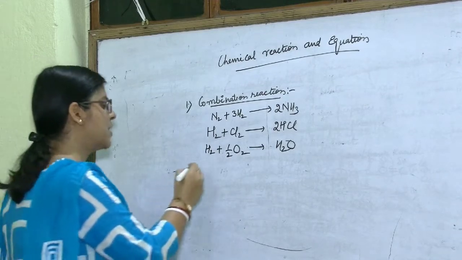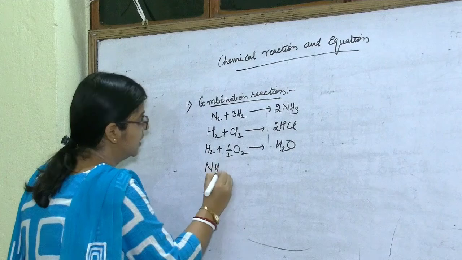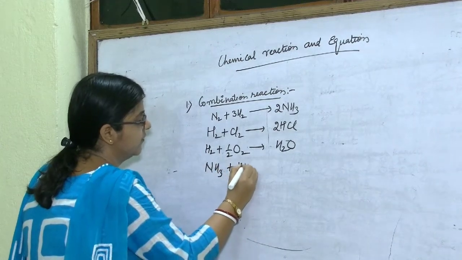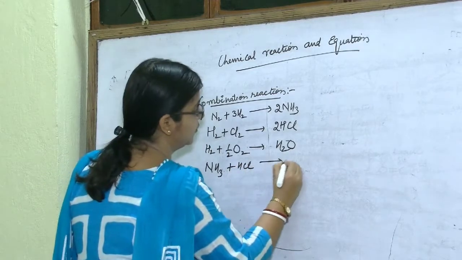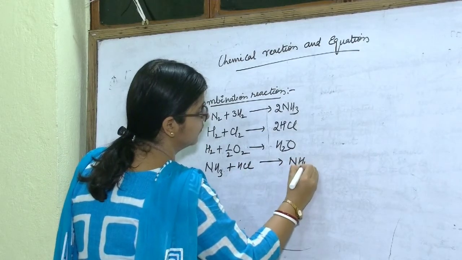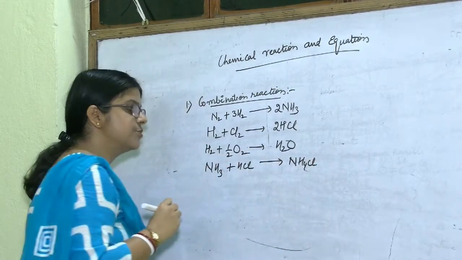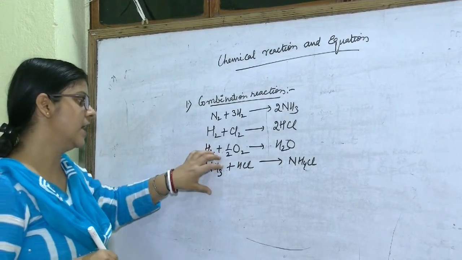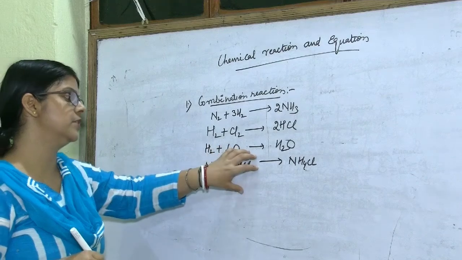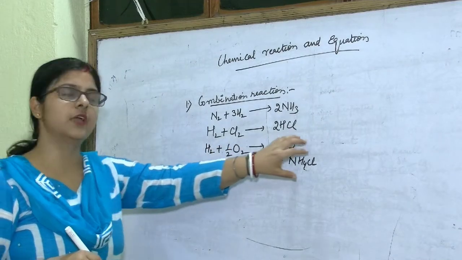If ammonia combines with HCl, then what will it form? It will form ammonium chloride. This is also an example of combination reaction. Here ammonia is combining with HCl to form ammonium chloride.